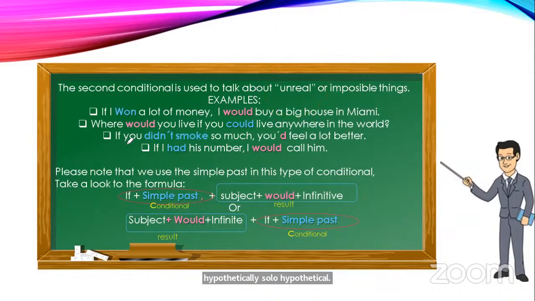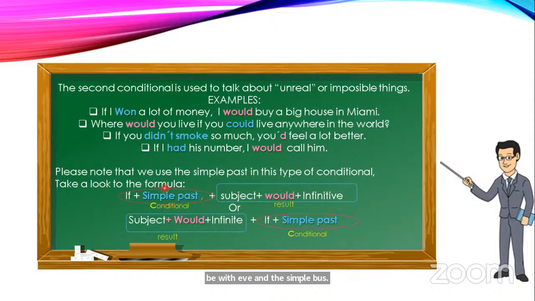Thank you. Look at the structure, guys. Please note that we use the simple past in this type of conditional. Take a look at the formula. This is the formula, guys. Pay attention. Look at that. Try to understand the formula, or maybe try to understand how to write a second conditional sentence. The first thing that you need is obviously the conditional sentence. The conditional sentence is going to be with if and the simple past. Remember, use the simple past.